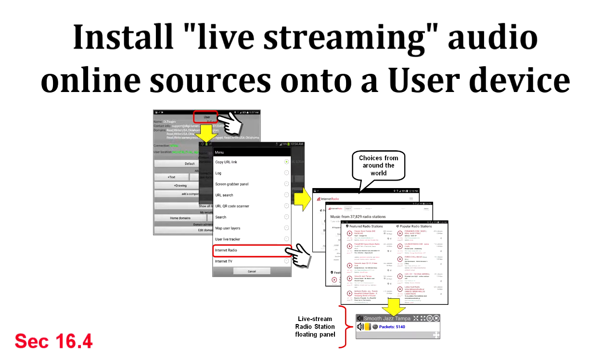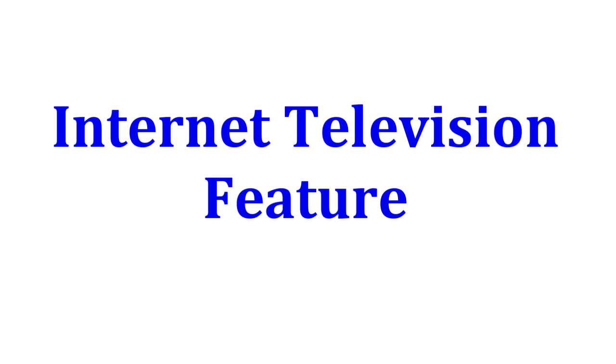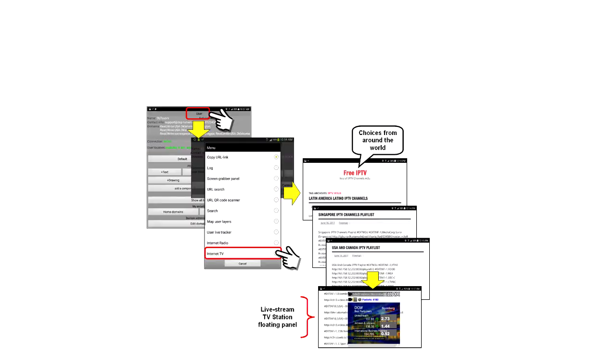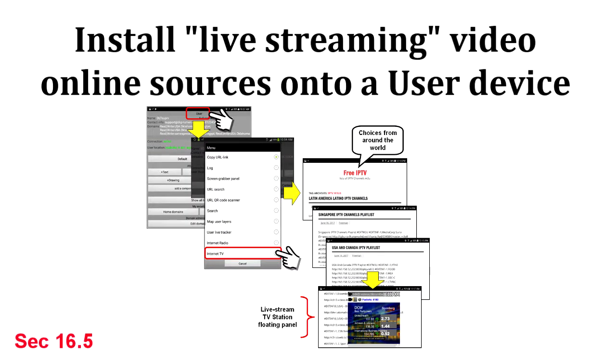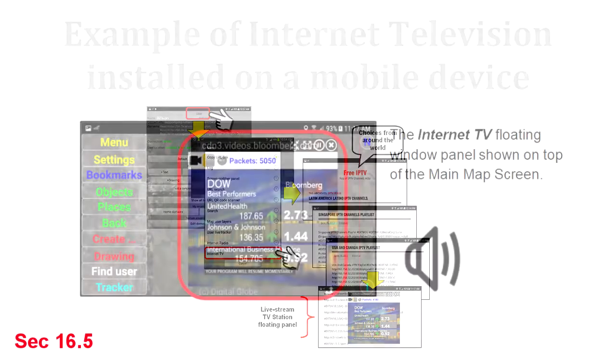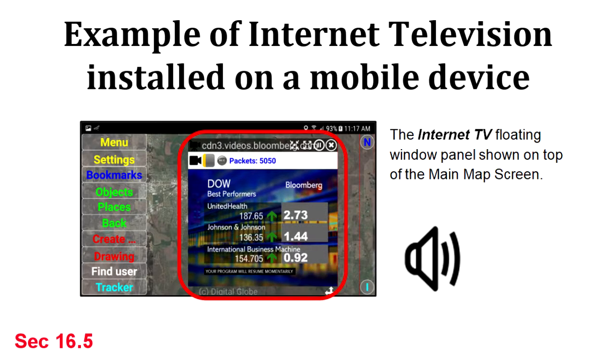Internet radio feature. Install live streaming audio from online sources onto a user device, like radio stations. Same thing for internet television feature. It allows you to install live streaming video from online sources onto a user device, and you can watch internet TV. This shows an example installed on a mobile device.